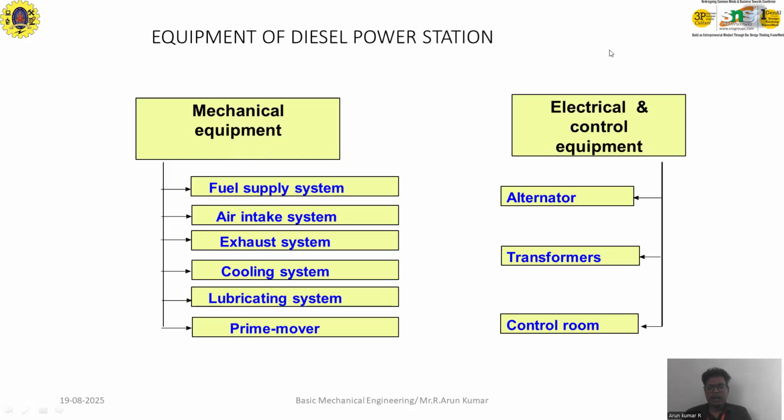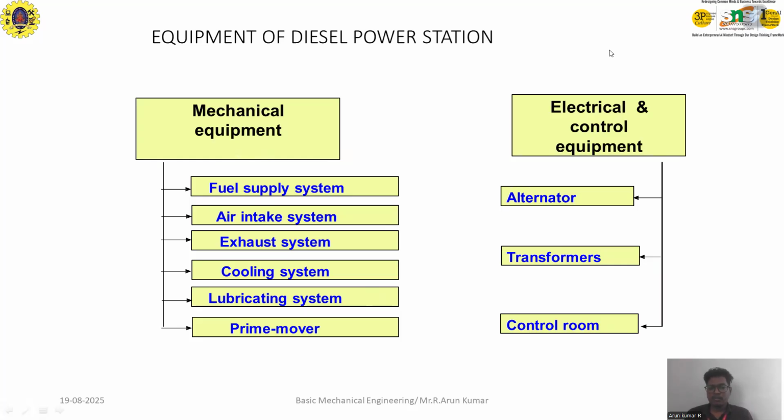Good morning. In this lecture series, we will see what equipment we primarily use for the diesel power plant. Here I have to classify it into two components. The first main element is called mechanical equipment, and the other main element is called electrical and control equipment. These are the main elements required when we are constructing or installing a diesel power plant.